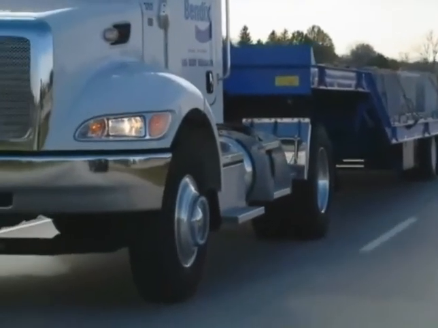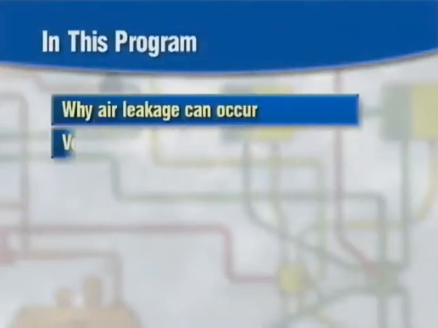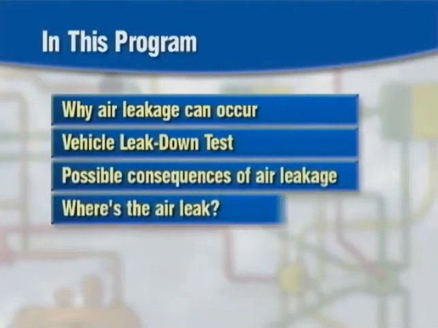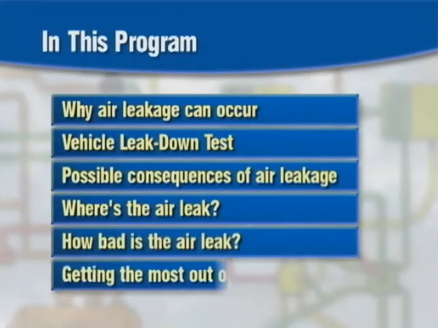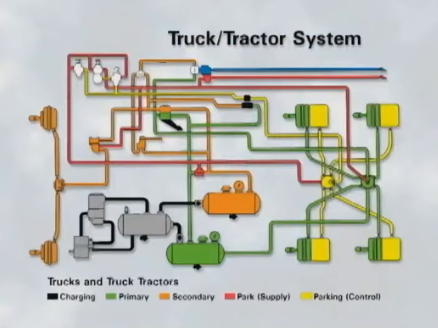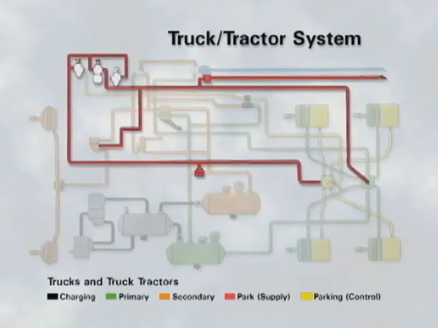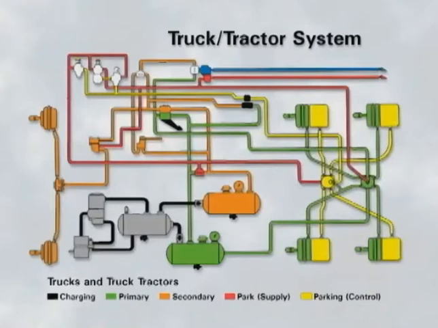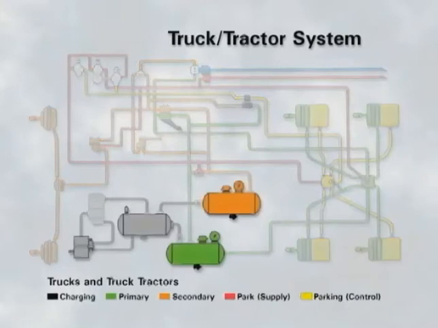To better understand recommended ways to handle air leakage, we'll look at why air leakage can occur, how to test for air leakage, possible consequences of air leaks, how to pinpoint the location of the leakage, how to assess the scope of the air leakage, and suggestions. Our point here is that whether you look at the charging system, the primary or secondary service systems, or the parking system or other accessories, there's the possibility that you may find some air escaping from hoses, fittings, valves, brake chambers, and even major components like the compressor or a supply reservoir.